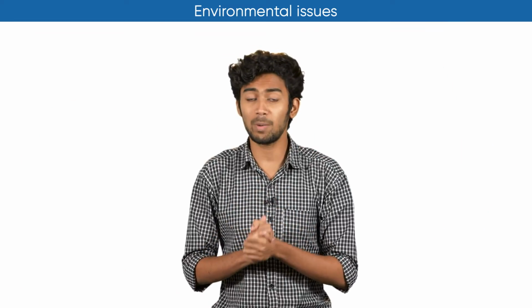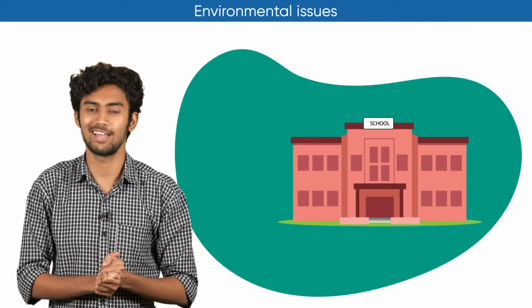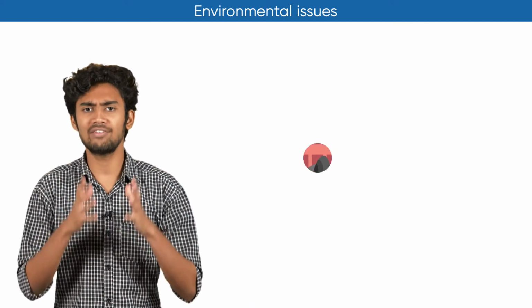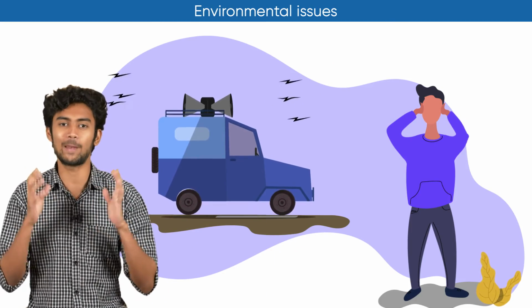There are strict rules by the government to control the noise. They are: avoid the use of air horns near the schools and restriction in the use of loudspeakers in public areas.